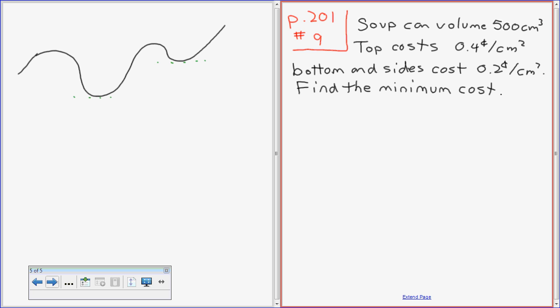So it's 0.4 cents per centimeter squared for the top, and 0.2 cents for the side and the bottom. Maybe this is one of those soup cans that has a thing on it to make it open up, so it's going to be more expensive to make the material on the top than on the sides and the bottom.